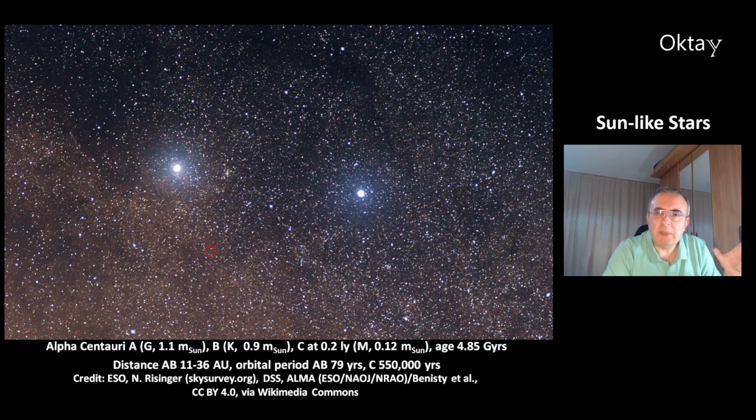The distance between the two main stars changes between 11 and 36 AU over a period of 79 years. And the red dwarf orbits these two bigger stars every 550,000 years.